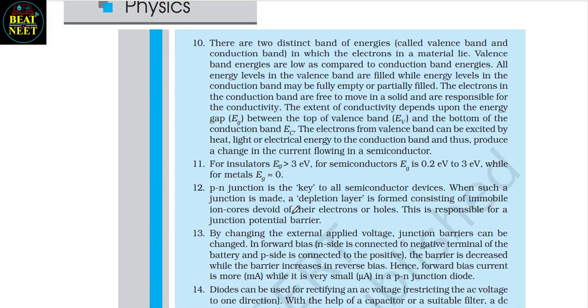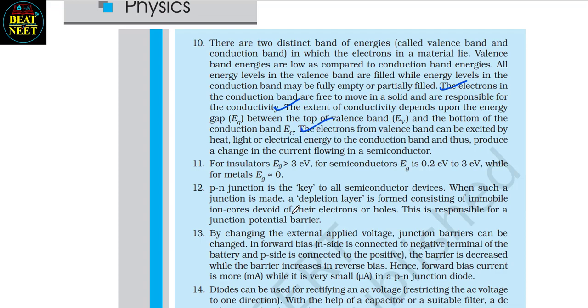Number 10, there are two distinct bands of energies called valence band and conduction band in which the electrons in a material lie. Valence band energies are low as compared to conduction band energies. All energy levels in the valence band are filled, while energy levels in the conduction band may be fully empty or partially filled. The electrons in the conduction band are free to move in a solid and are responsible for the conductivity. The extent of conductivity depends upon the energy gap between the top of the valence band and the bottom of the conduction band, Eg.